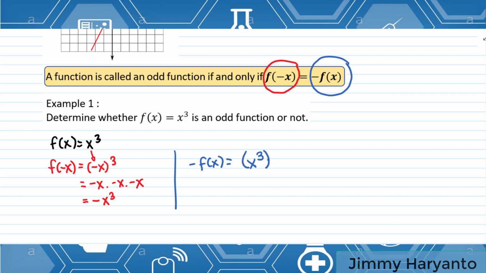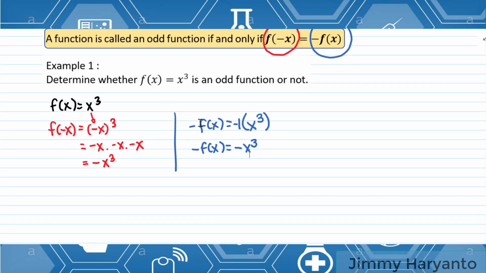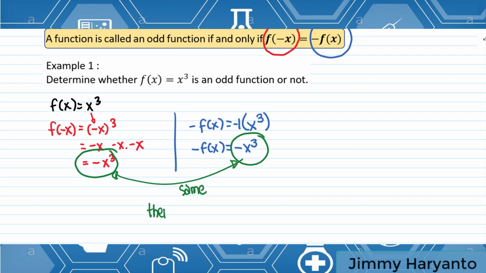You have to times it with negative 1, ya. So the negative f(x) will be negative x cubed. And then if the result is the same, then the function is called an odd function, ya. Let's compare it. This is negative x cubed. This one is also negative x cubed. So the result is the same, ya. If it is the same, then the function is an odd function. Yeah, okay, it's easy, right?